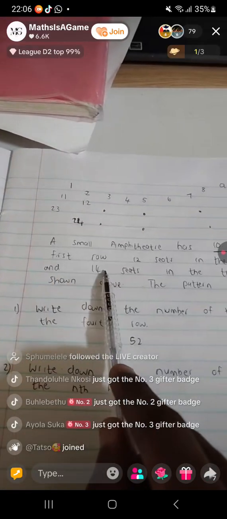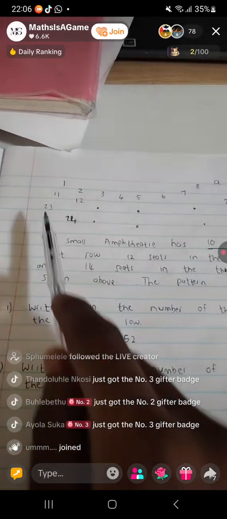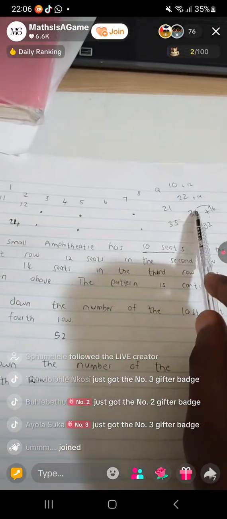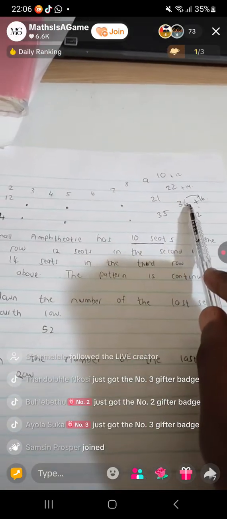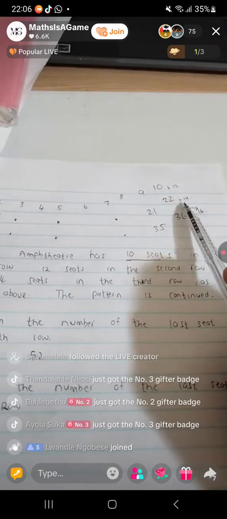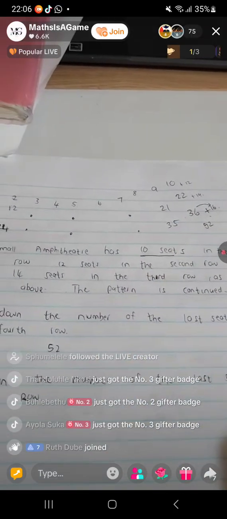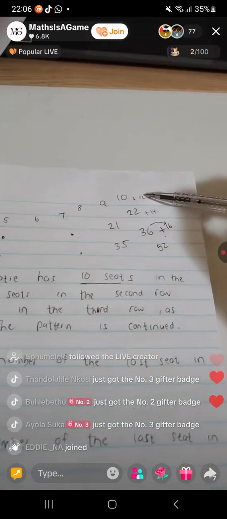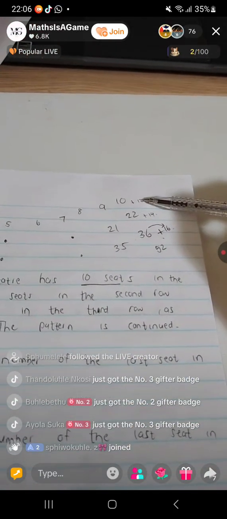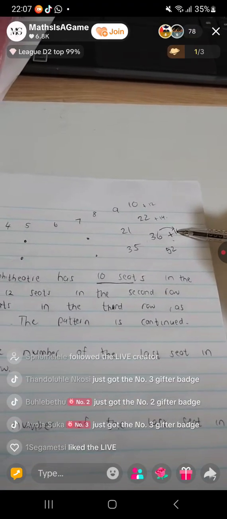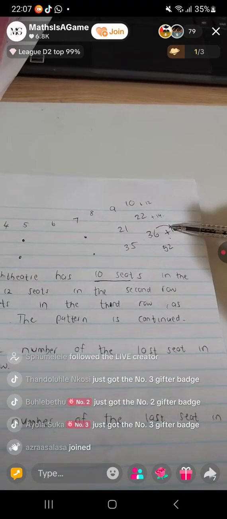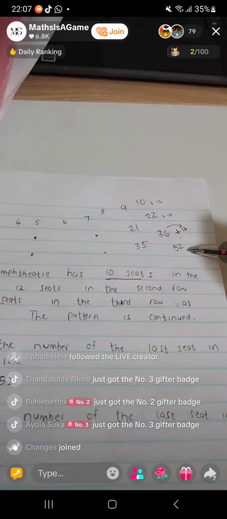Then if you continue to add 14 seats so that you can form the third row, that means the last seat in the third row is going to be seat number 36. Why? Because 22 plus 14 gives you 36. Then remember, this is a linear sequence, 12, 14, 16. All right, so that means you are going to add 16 seats to form the fourth row.